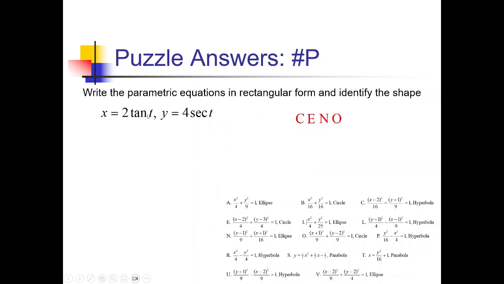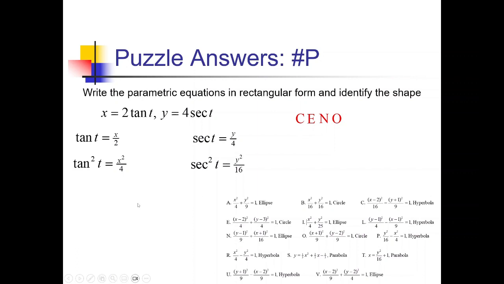On this next one, we have tan and secant. Let's isolate and square those. So I have tan of t equals x over 2 if I isolate the tan. And then squaring both sides, I have tan squared equals x squared over 4. Next, I can divide by 4 to get secant alone. And if I square that, I've got secant squared equals y squared over 16.